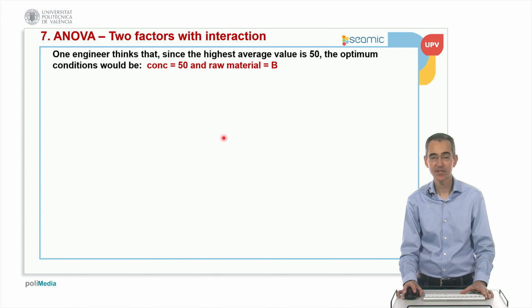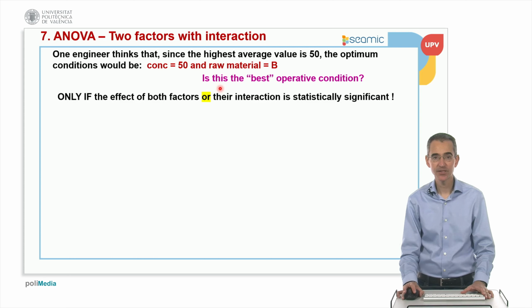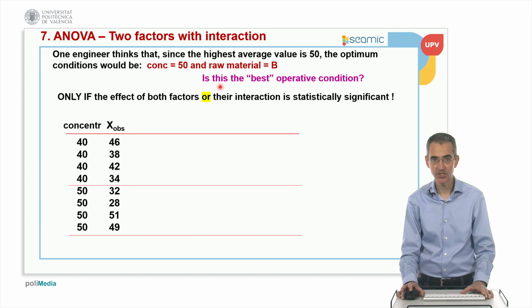If someone says that since the highest average value was at 50, this could be the best recommendation, actually this is true only if the effect of both factors, or the effect of their interaction, is statistically significant. But we have to check this before getting to this recommendation. So we have to make the calculations.